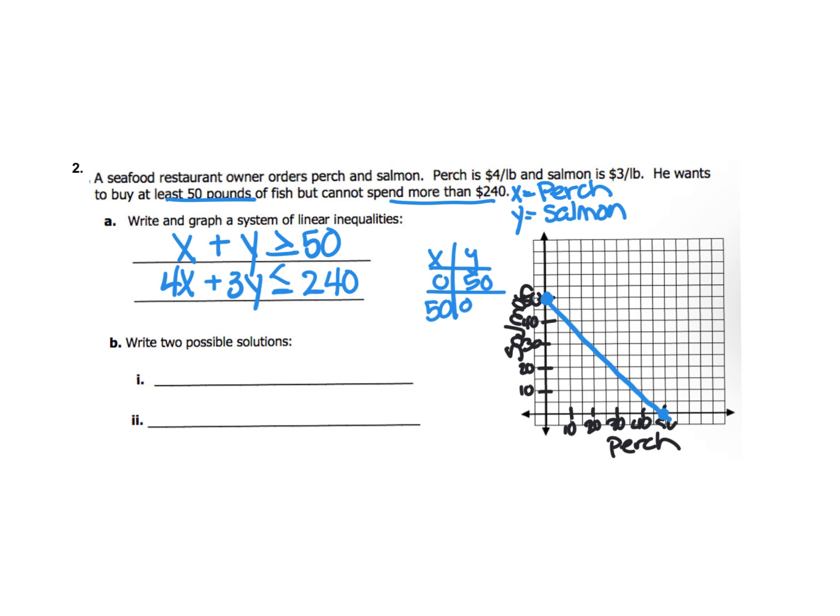Oh, we have to find out which direction to shade. So 0 and 0. Is 0 greater than or equal to 50? And the answer to that is no. So the 0, 0 is not going to be shaded, so it's going to be shaded in this direction.